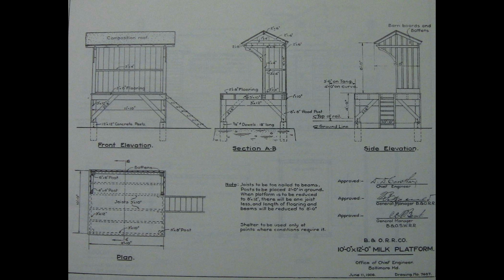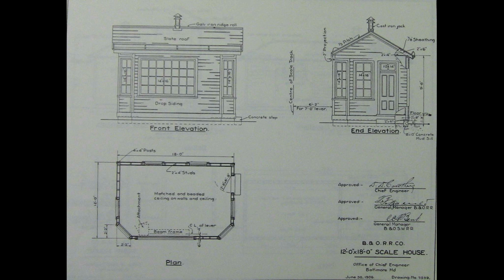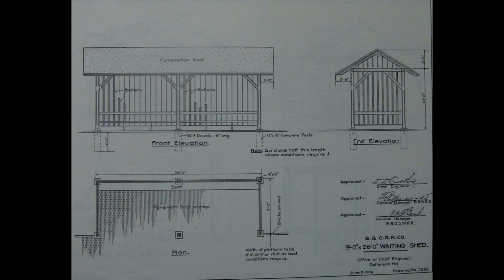Milk platforms: in small rural areas that had a lot of dairy farms, you would see these, and the trains would stop at these to pick up milk cans or set off empties. Scale house: this is something that was in most freight yards. They had to weigh the cars, and this is one that's a similar example to what I'm going to have to build at some point in time.